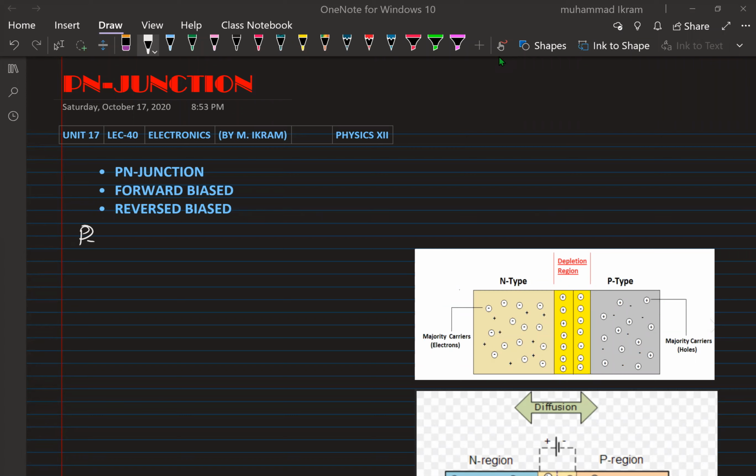Today's lecture is the PN junction, or PN junction diode. The PN junction diode is a very important electrical component, which is used in various electrical and electronic circuits. So let us start with the name of Allah Almighty. Bismillah ar-Rahman ar-Rahim. The first topic is the PN junction, sometimes also called the PN junction diode.